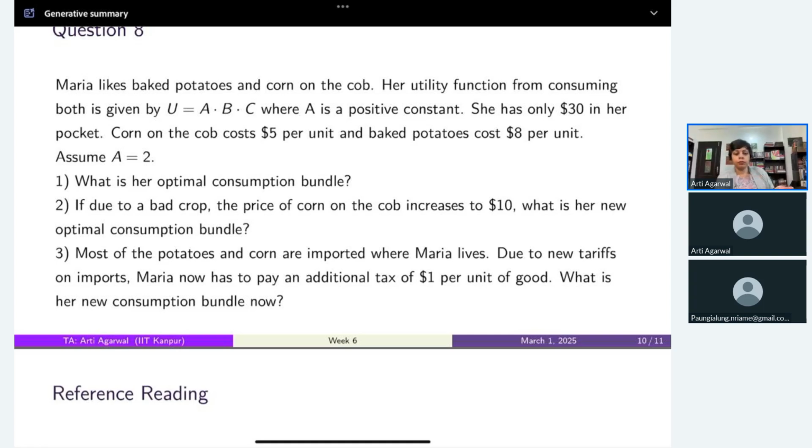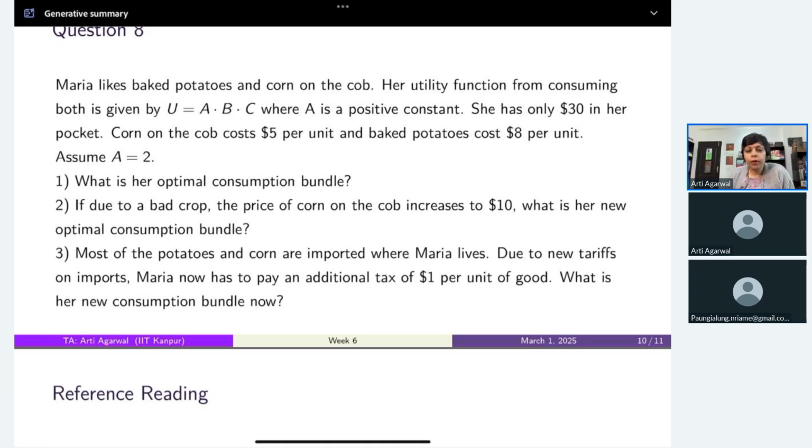But what could also be done is that, say, suppose you are given the demand curve and the supply curve for corn on the cob, the market demand and market supply curves are given, and then you are told what happens to the supply curve. Then you will have to find out the new equilibrium price, right? You find out how the supply curve is shifting. Based on that, you find out the new market price for corn, and from there you can, of course, solve the rest of the question.